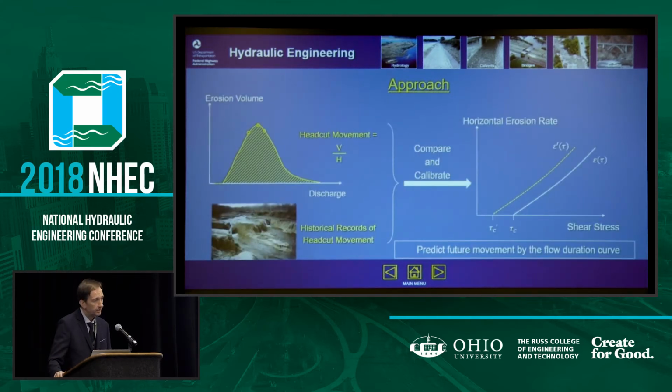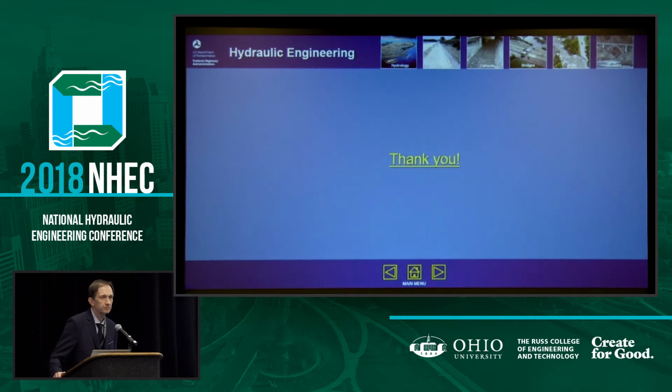In the next step, we can calibrate our erosion function. If we have some field data available, we can actually measure how far that head cut really moved. And if we know the associated flows, the channel essentially did the erosion test for us. So we can go back and make some corrections to our erosion rate curve and calibrate it. So that's all I have. If you have any questions, please feel free to ask.